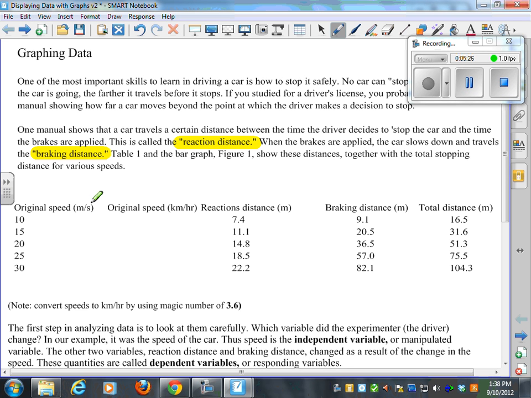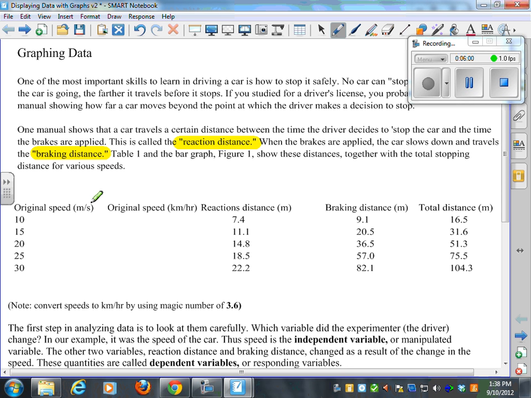Does anyone remember the magic number of 3.6? Oh, it's 3.6, right? Do you know where the magic number comes from, Ben? Oh, it's something like the seconds in a minute? Yeah, that one. 60 minutes in an hour? 60 times 60, Connor? 3,600. Very good. Divide that by 1,000, because there's 1,000 meters in a kilometer, and you get 3.6.